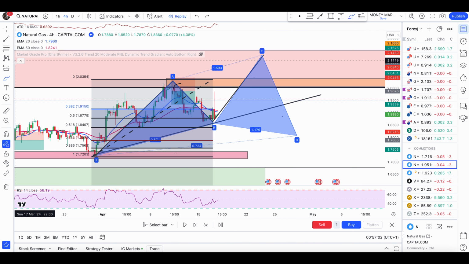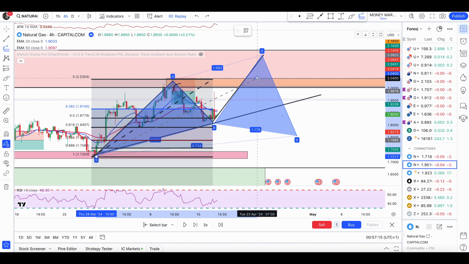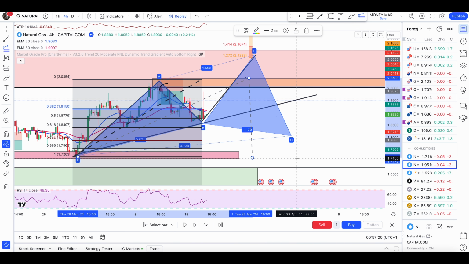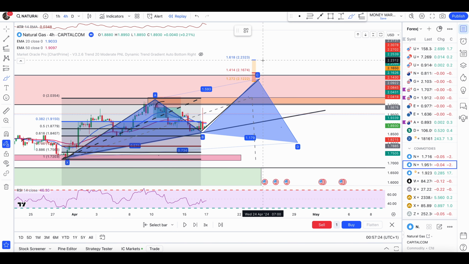And the way I use it is something like this. My Fibonacci extension is from point X to point A, and then back to my point X, which is right here. Now, as you can see, we have an extension right here. Now, I want to see this pullback hit my extension area.